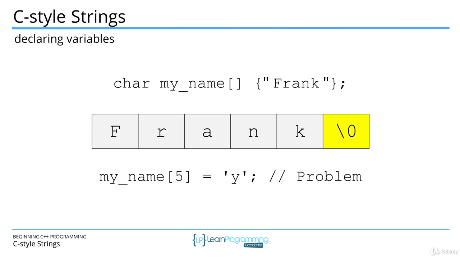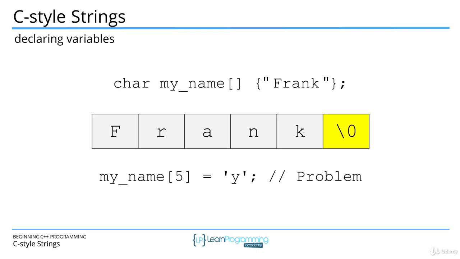Literals are great and very useful, but we more often than not need to create string variables. Let's see how we can create C-style string variables. In this example, we're declaring an array and initializing it to Frank, using initializer list syntax as we've been doing with integers and other types.